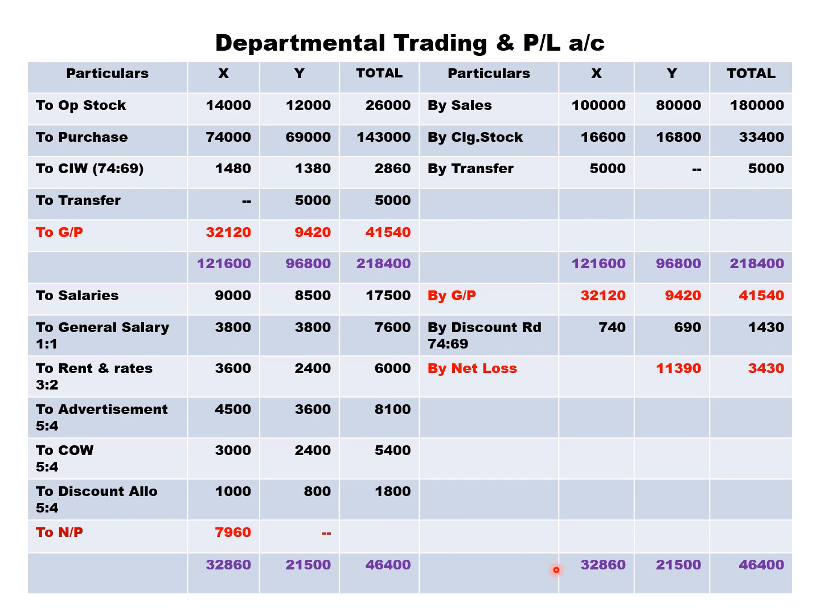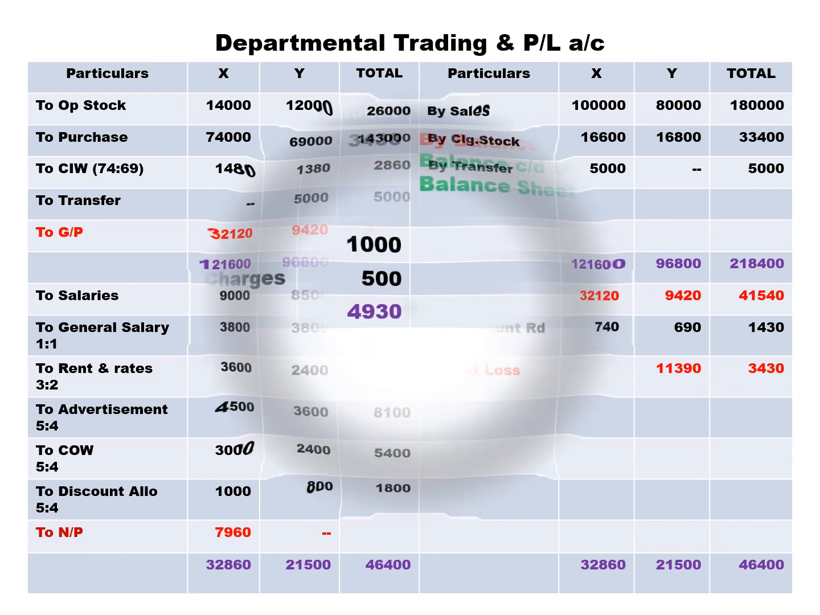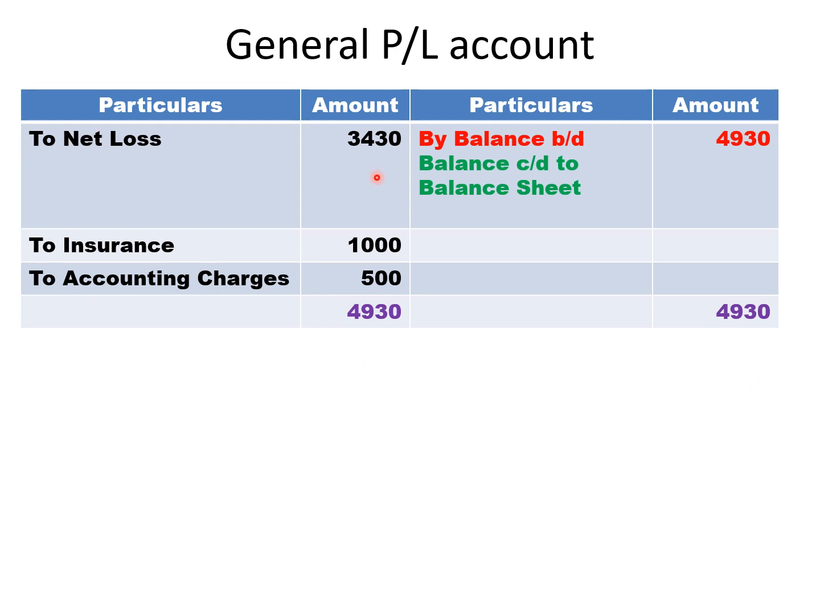Then for department X, if you see, credit side is more, so it gets a profit of 7,690. Y debit side total is more, so Y gets a loss of 11,310. So net loss 3,430. So bring down that net loss 3,430. Insurance and accounting charges cannot be distributed conveniently, so take it in general PL account. Total balance 4,930 will be the balance carried down to balance sheet.